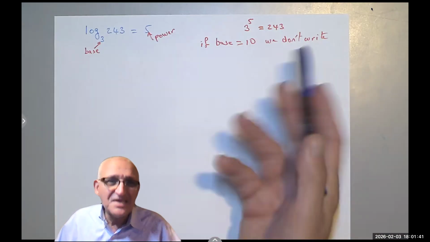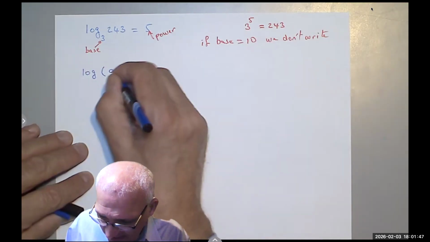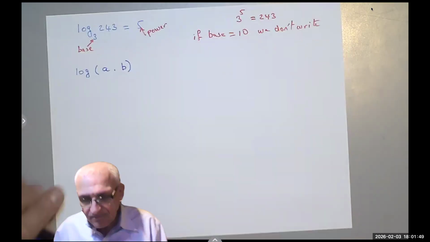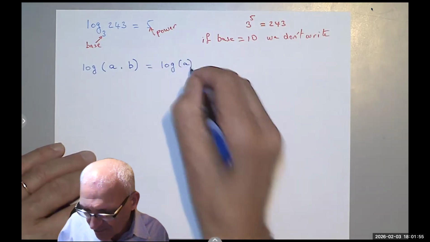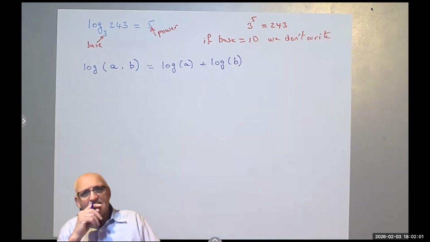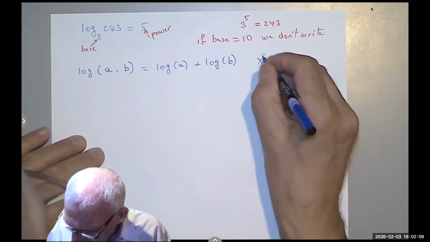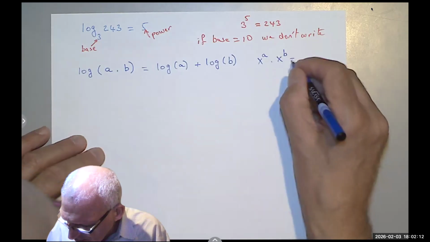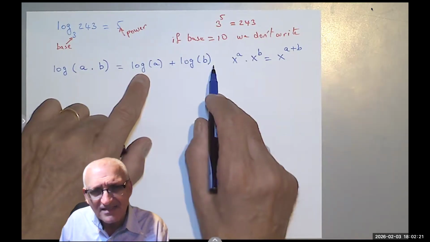I can say log to the base b, but just for simplicity, I'm going to say log of a times b equals log of a plus log of b. Wait, I had something similar, but maybe backwards with the exponents, right? I had x to the a times x to the b equals x to the a plus b. So there were two things multiplied. They transformed into two things added.